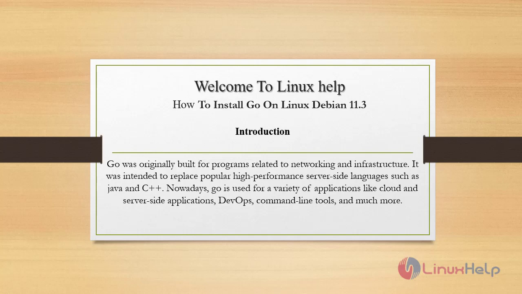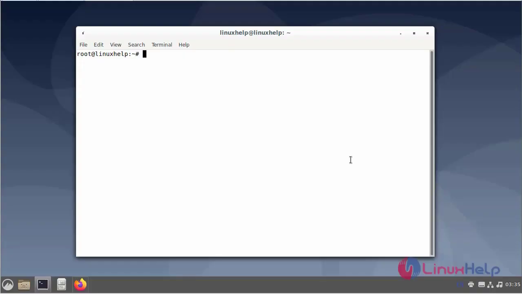Go was originally built for programs related to networking and infrastructure. It was intended to replace popular high performance server side languages such as Java and C++. Nowadays, Go is used for a variety of applications like cloud and server side applications, DevOps, command line tools, and much more. First, I will check the OS version.